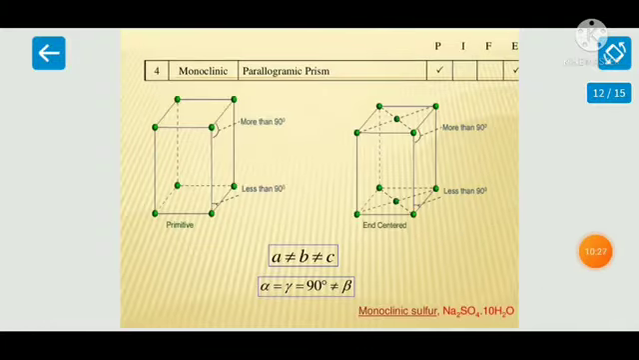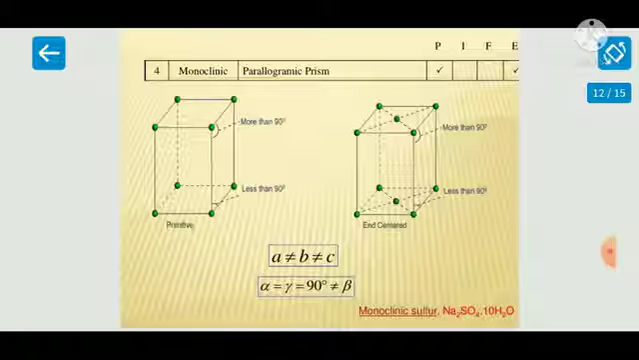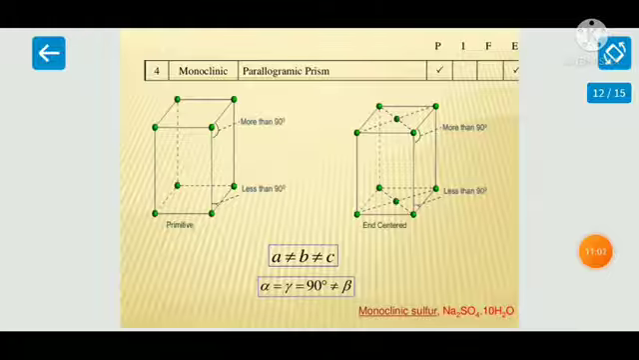Monoclinic, another one is monoclinic, a parallelogram prism. See that the primitive or simple. In monoclinic structures the angle is more than 90 degrees and less than 90 degrees. See that in this picture A is not equal to B is not equal to C. We have already discussed the end centered. So this has the two opposite faces centered, with the corners. For example, sodium sulfate, sodium sulfate decahydrate.